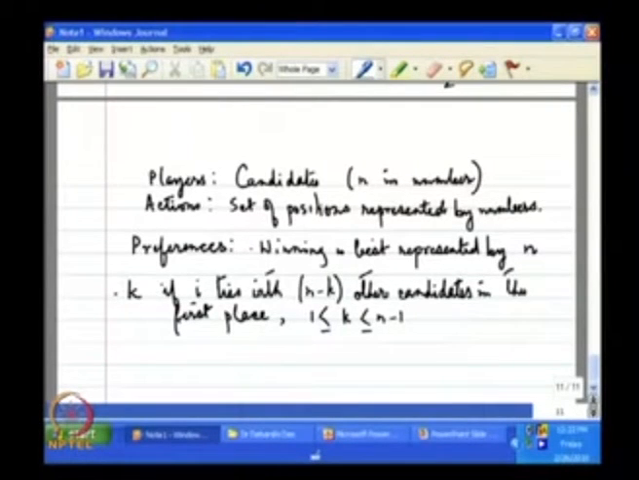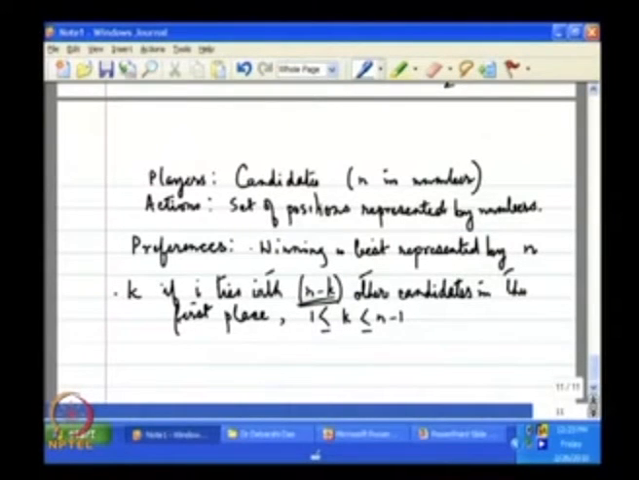K is an integer and k can vary between n minus 1 and 1. If k takes the highest value, that is n minus 1, then by putting k equal to n minus 1, from here I get 1. So, this is the case when I am tying with just one other candidate in the first place.